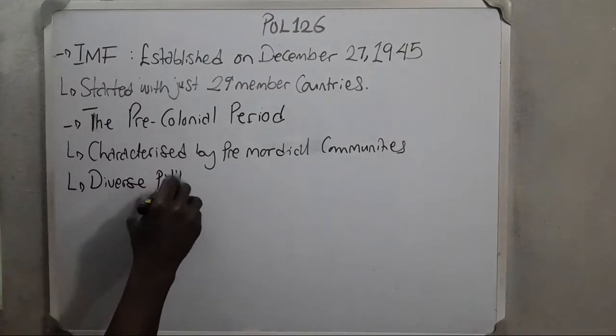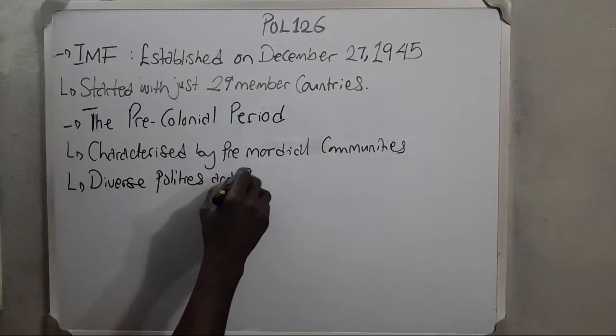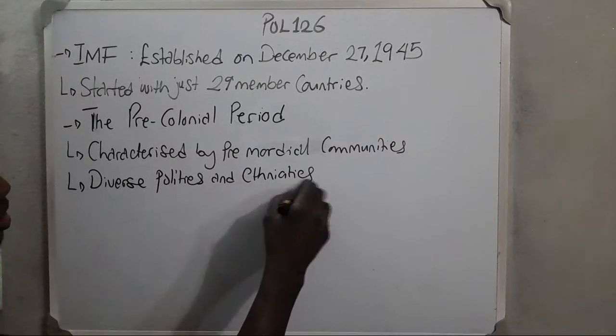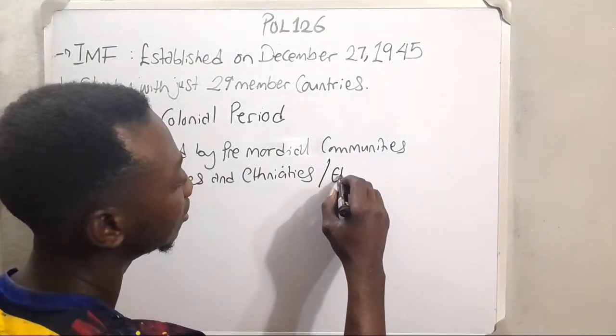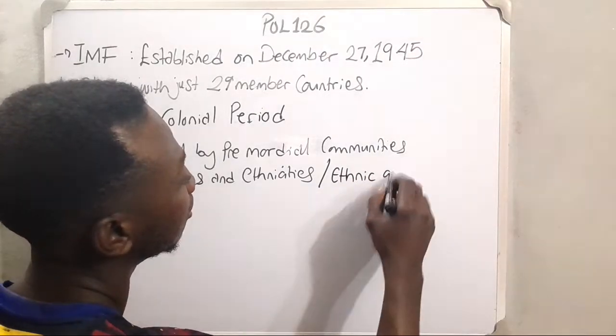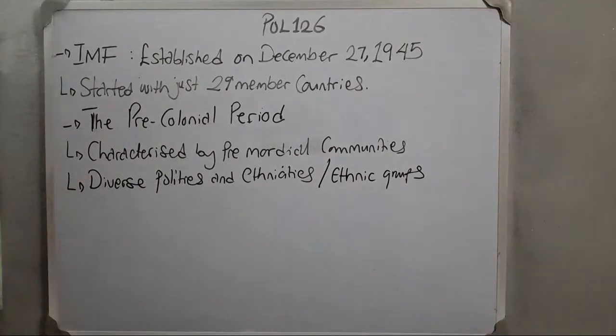Diverse polities and ethnicities, different ethnic groups. And when we say ethnic group, what are we talking about? We are talking about a social group in a large society, set apart and bounded together by common ties.